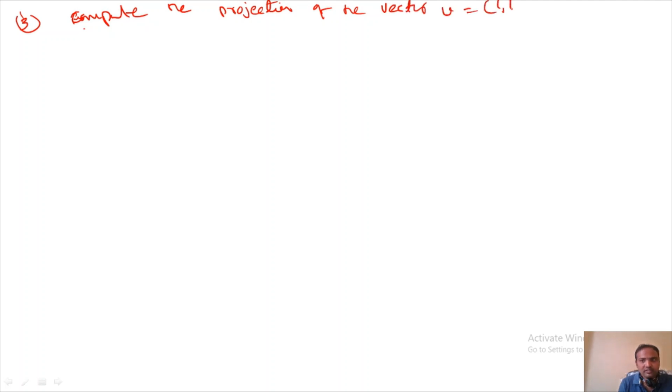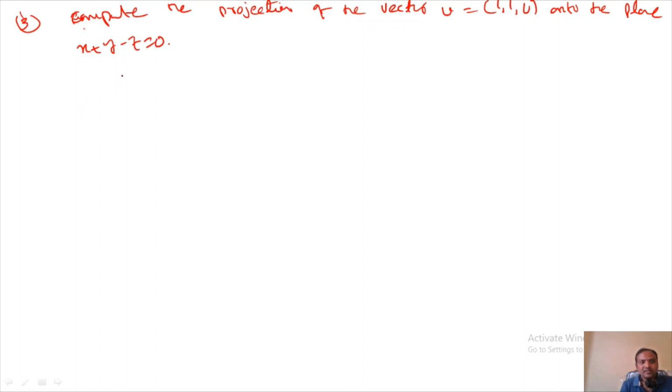Now another example we'll see. Compute the projection of the vector v = (1, 1, 0) onto the plane x plus y minus z equal to 0. Now you have to find the projection onto this plane. How to find this? First, the plane, write it as a subspace. Here the plane is generating a subspace.